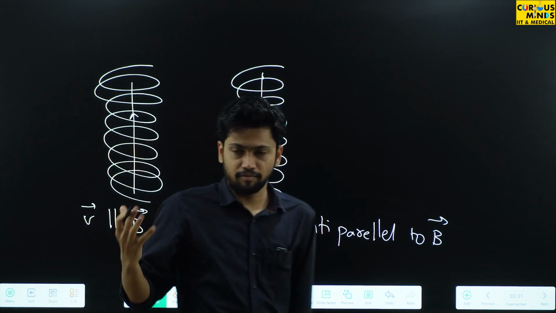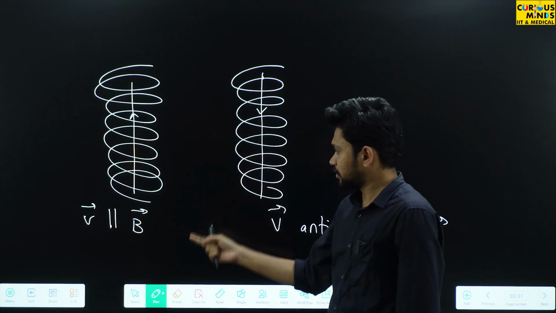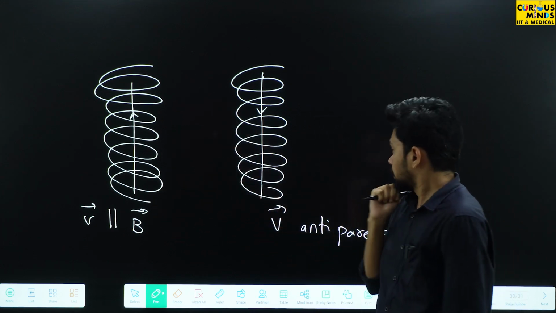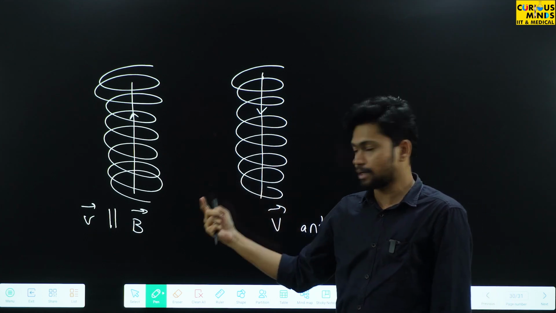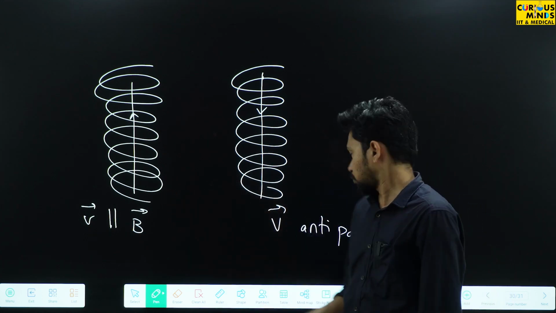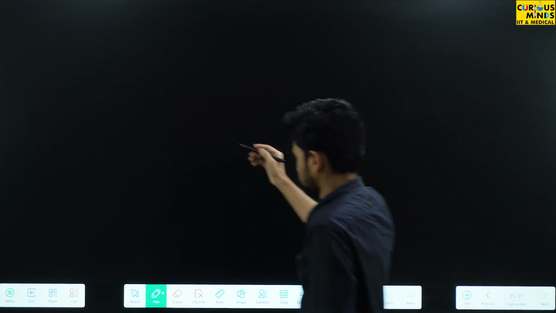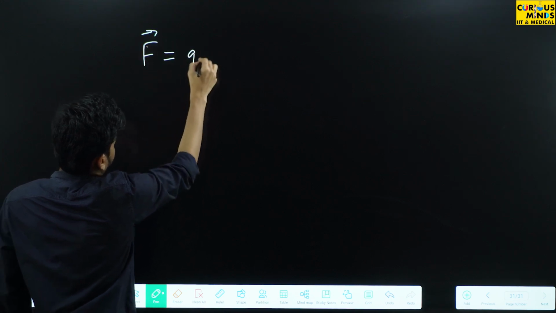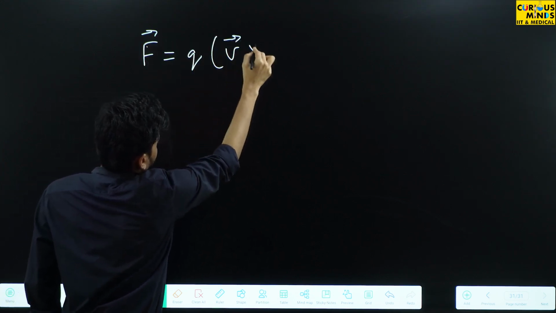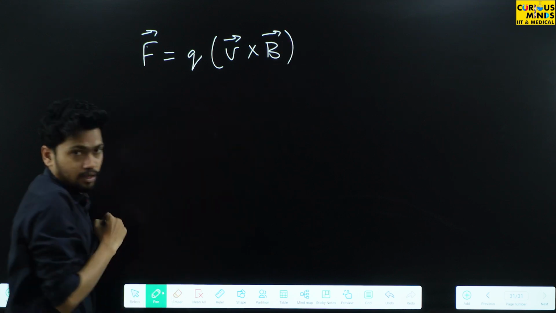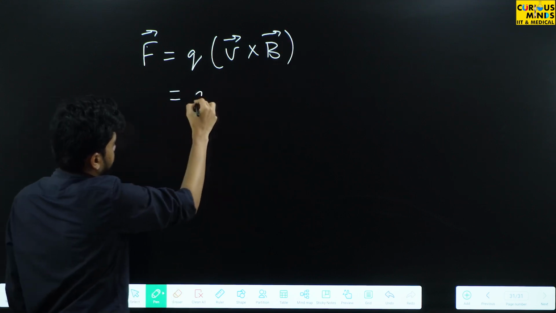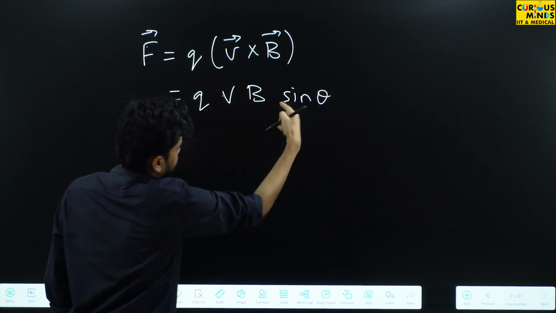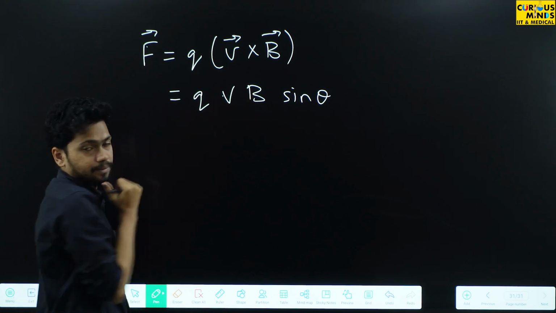So basically we have a charged particle which is moving inside this magnetic field B in both the cases. So the only force that is going to act on that particle is the Lorentz force, whose formula is a very well known formula. F is Q into V cross B, which if I write in terms of angles, becomes Q into VB sine theta, theta being the angle between V and B.